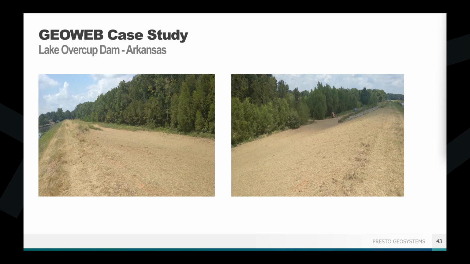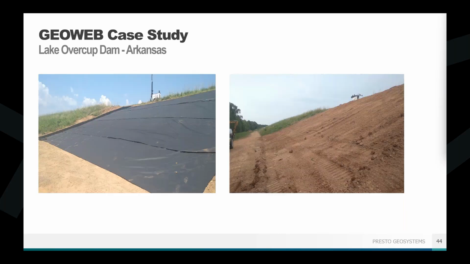So in this case, all of that vegetation was removed, as well as any remaining riprap from all those temporary repairs that had happened. The dam slopes were regraded to a gentle 3 horizontal to 1 vertical, making a nice, easy working surface for the placement of those panels.